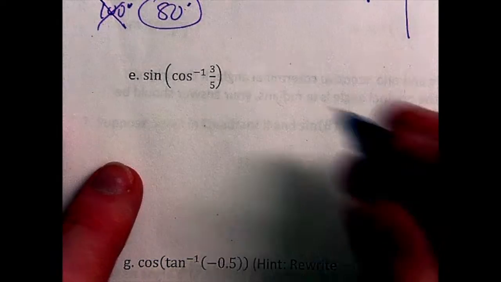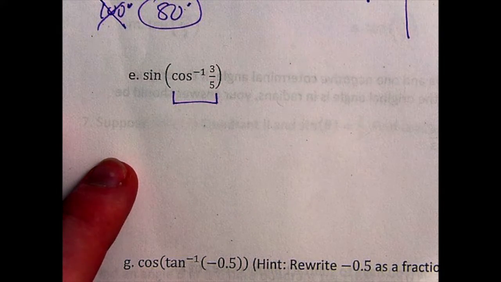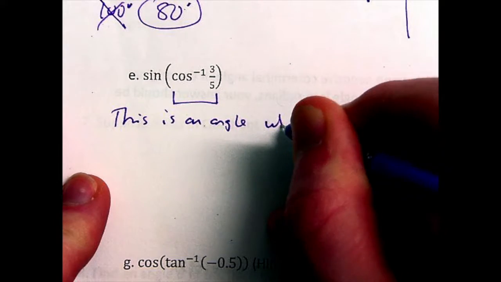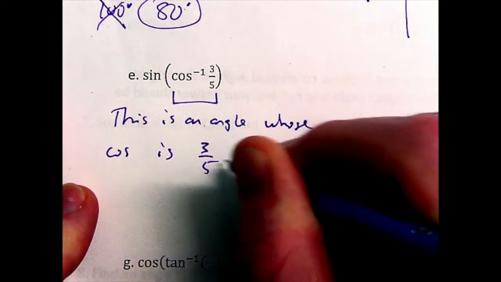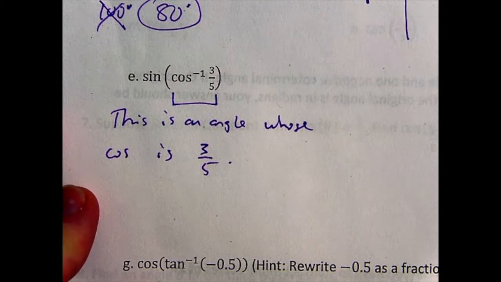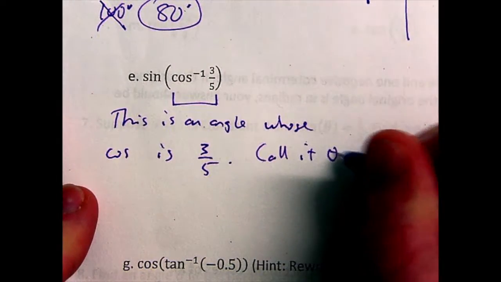So start by looking at the inside expression. What is that? Well, it's an angle, right? Inverse trig functions produce angles. So this thing is an angle whose cosine is 3/5, right? Okay, great. Do you know any angles whose cosine is 3/5? Yeah, I don't either. So I don't know what this angle is, so I'm just going to call it theta.